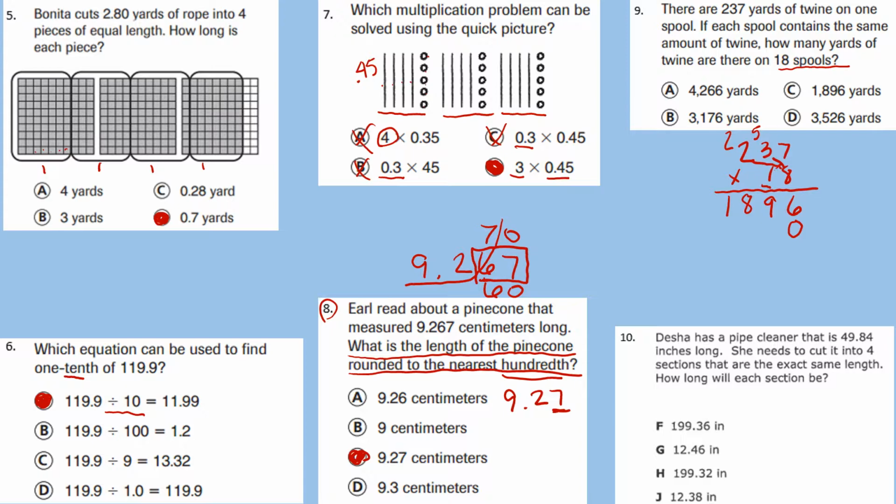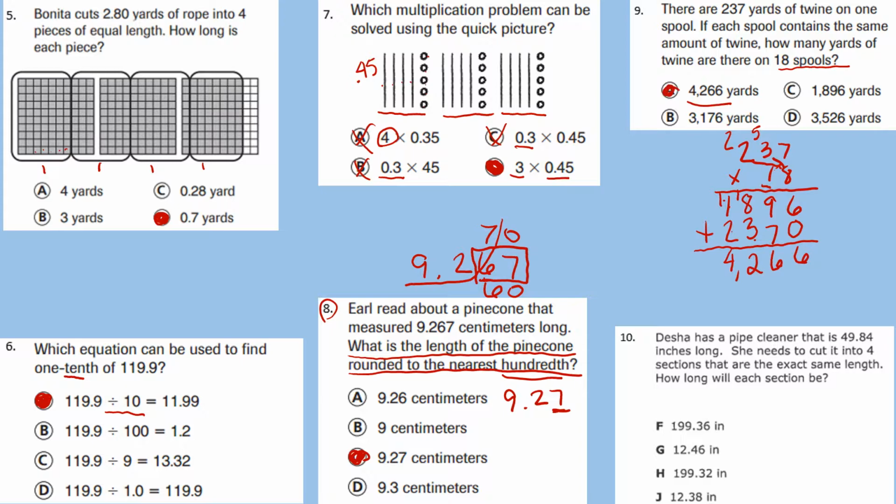1 times 7 is 7. 1 times 3 is 3. 1 times 2 is 2. Last step, add them up. 6, 16, 8, 9, 10, 11, 12. Carry the 1, 2, 3, 4. I got 4,266. That is an answer choice, so the answer is A.